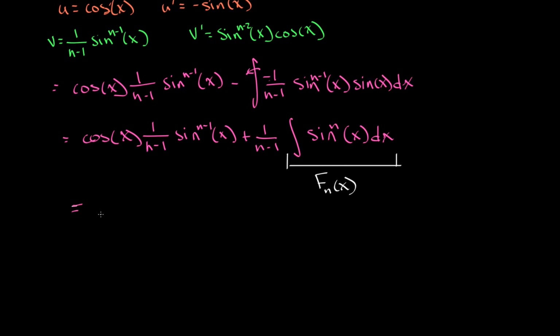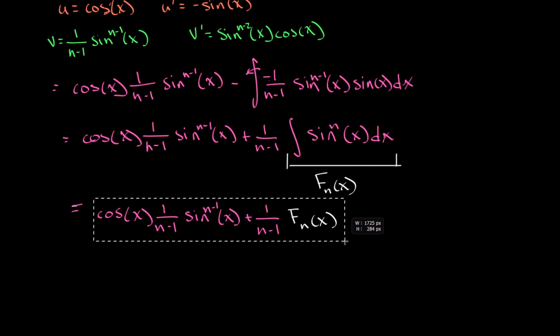This is going to be equal to cosine of x times 1 over n minus 1 times sine of x to the n minus 1 power. Okay, and then we have plus 1 over n minus 1 times capital F sub n of x. And then we're going to take this, copy paste it, and bring it back up to what we calculated earlier.